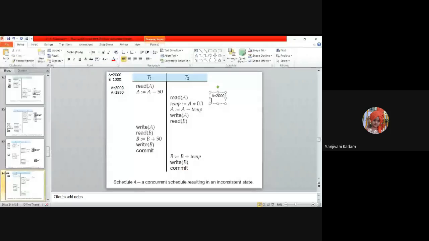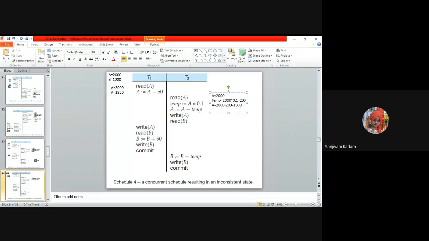Right now we have temp equal to A star 0.1. So let us compute the temp. Temp equal to A, that is 2000, multiplied by 0.1, which is equal to 200. Next, this will make the change A equal to A minus temp, that is 2000 minus 200, equal to 1800.